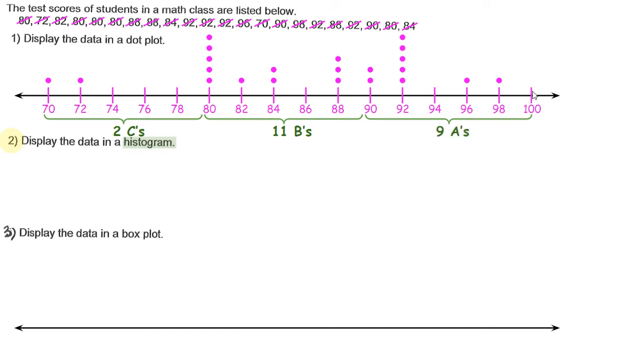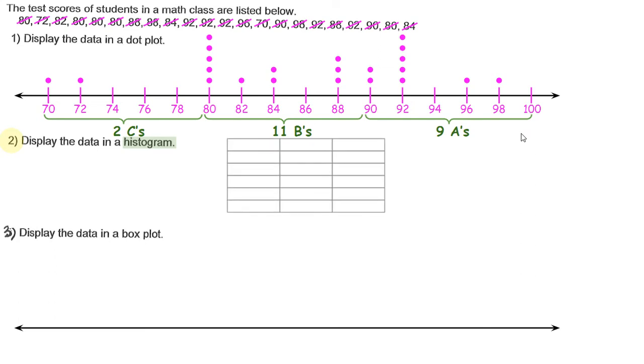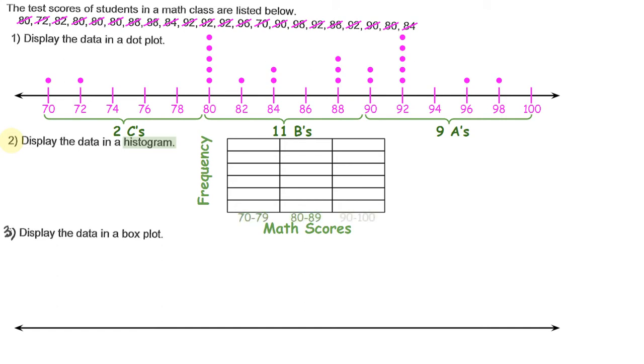Now, I did this to help me with my histogram, because there's my different ranges that would be good to break it up between. So when I go ahead and draw my histogram, I'm going to have along the bottom my math scores from 70 to 79, 80 to 89, and 90 to 100. Okay, and then I'm going to describe how many times they happened. Well, I need to go all the way from 2 to 11, so obviously I can't count by ones. Let's count by twos. Okay, so for the 70 to 79 range, the C's, they happened only twice, so go up to the 2 mark.